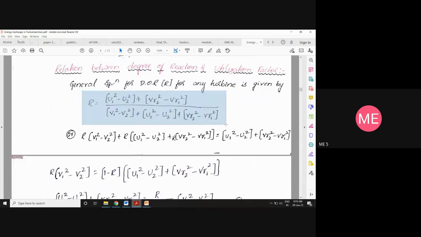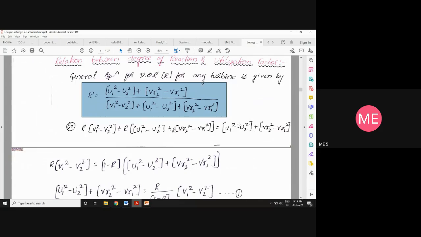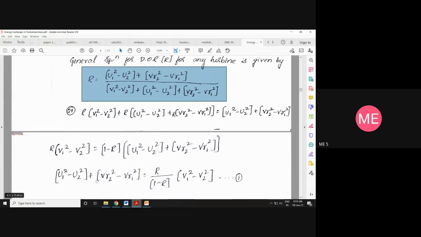Same thing I copied from above. Whatever is there above, I copied here. I have simplified this, meaning whatever is there in the numerator, I took here and multiplied with R, and I got this equation. Then I took the R common outside, and finally I got R in this form. Keep it aside. So from the degree of reaction, I got it in this form.